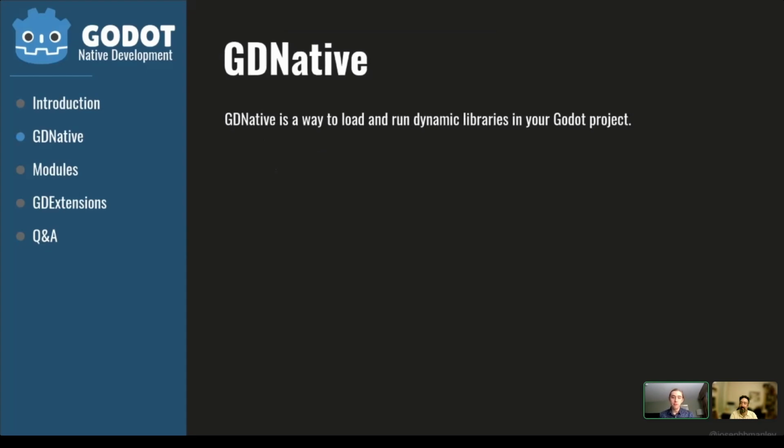So GDNative is a way to load and run dynamic libraries in your Godot projects, specifically in the same kind of vein as you would with a script. The gist of GDNative is you create a binary. That binary gets linked to a GDNative lib file in Godot, and then you can create scripts that reference that GDNative lib, and you can use them as normal scripts with exported variables and whatever you would like to do.